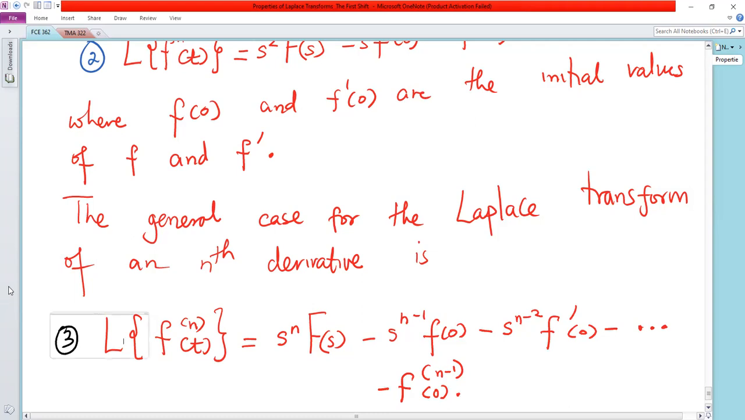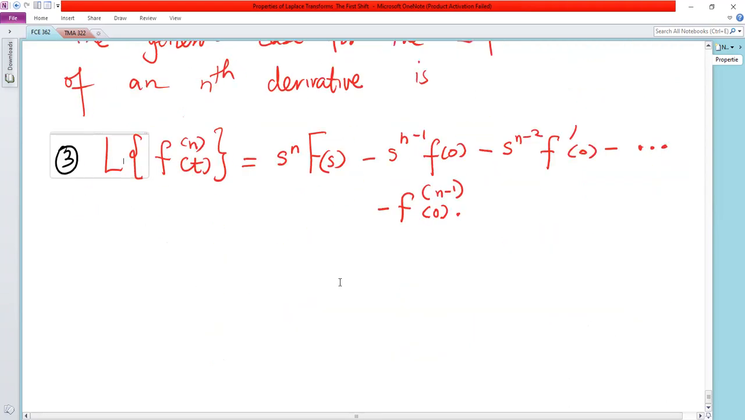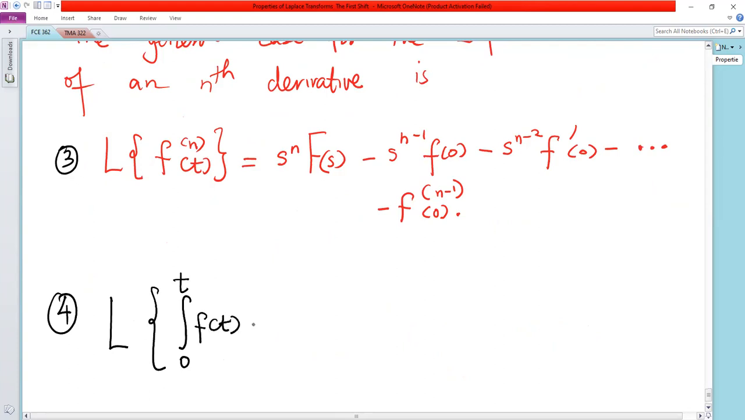Now we also have number 4: the Laplace transform of the integral from 0 to t of a function f of t dt is given by 1 over s times capital F of s. So if you know the Laplace transform of a function f of t, then you can always find the Laplace transform of the integral from 0 to t of that function f of t.